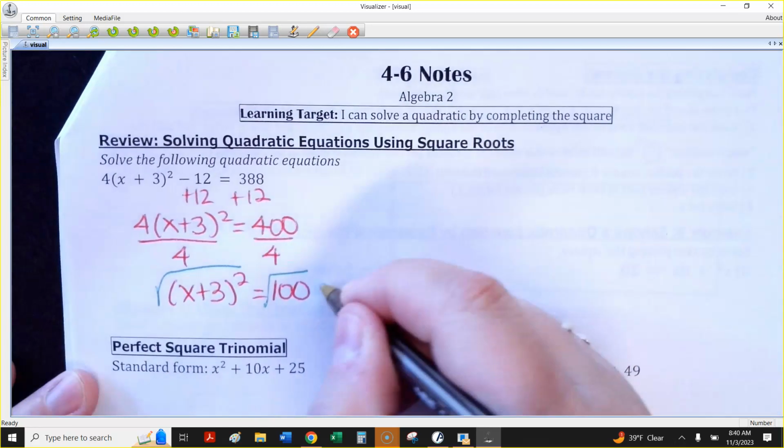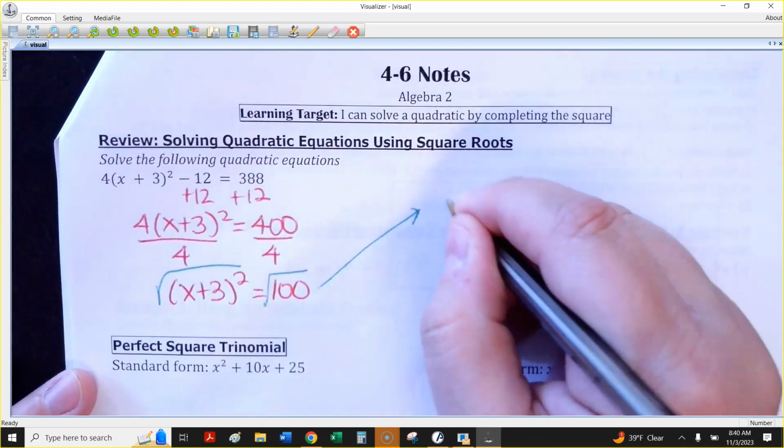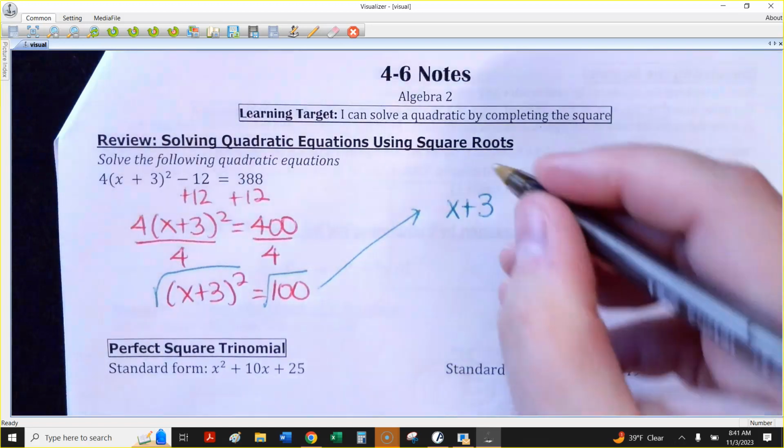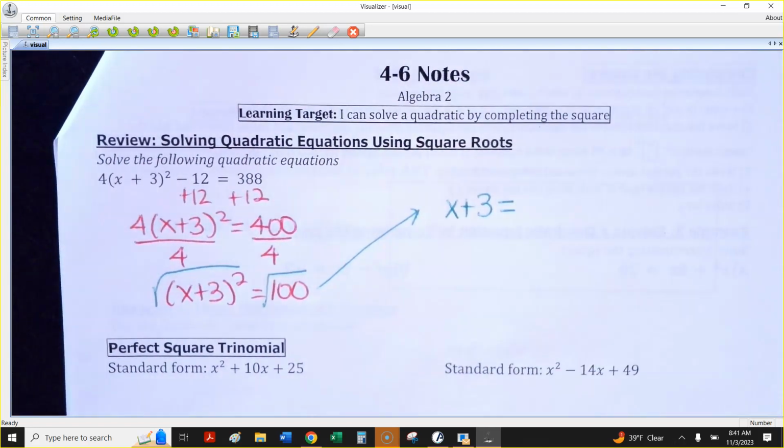And I'm writing too big, so I'm going to come over here. Now, (x plus 3) squared in the parentheses there, when you take the square root, the square and the root cancel each other out. You still have the x plus 3, but you could just drop the parentheses. The other side of the equation, what would I write for the square root of 100? What symbol do I have to put in front of it? Plus or minus. Okay, I'm just making sure.